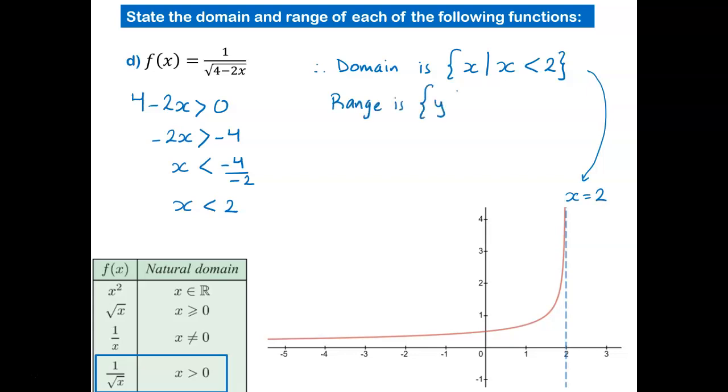Now our range, what values could y have in this case? Well, if you look at the screen there, y started from positive infinity, and it's decreasing as we go towards the left, and it's approaching y equal to 0, so it means that y has to be greater than 0 in this case.